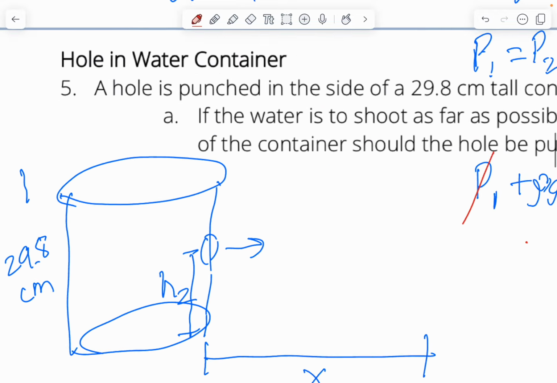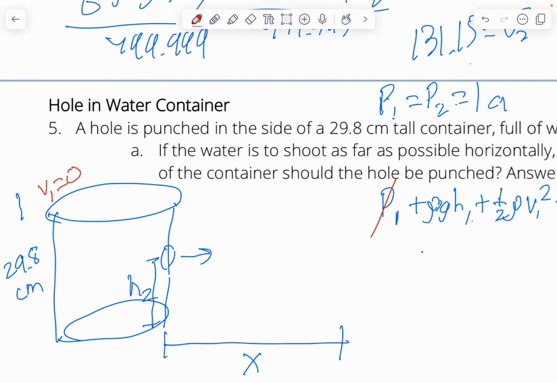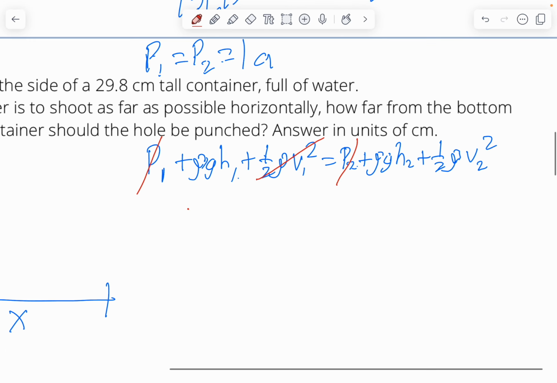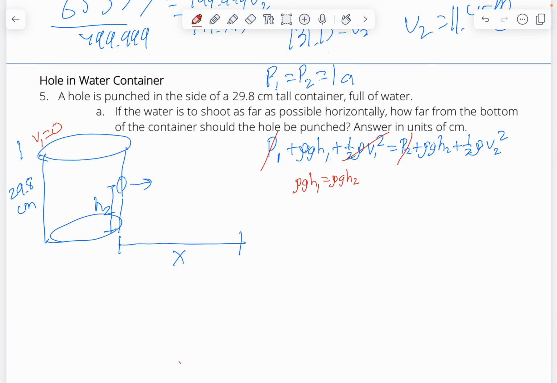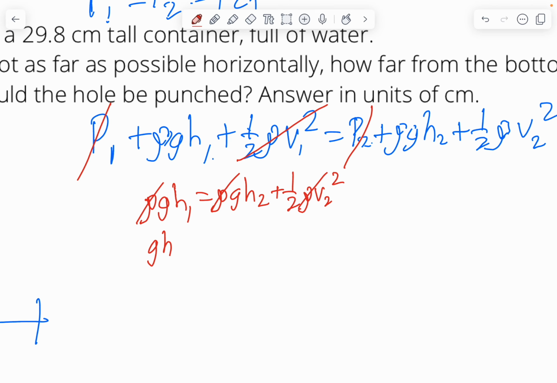Another thing you have to recognize is that at the very top, compared to where your hole is, the water is not moving. So up here, the velocity will be 0, and since the velocity there is 0, this whole term is gone. So what we really have is rho g h1 is equal to rho g h2 plus 1/2 rho v2 squared. Since rho is in everything, you can cancel it out. So it's really g h1 is equal to g h2 plus 1/2 v2 squared.